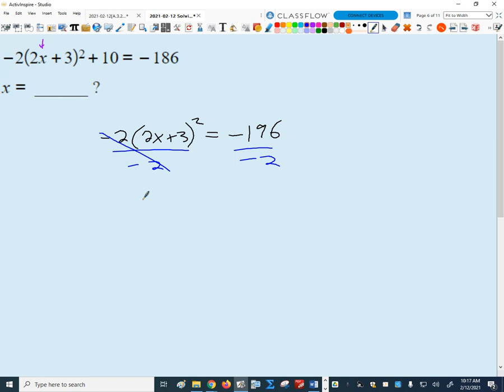So we end up with 2x plus 3 quantity squared equals positive... Man, we're getting that 98 a lot, aren't we? Positive 98. Now what? Everybody type it in chat. I'm not hearing from everybody. Let me hear from everybody here.